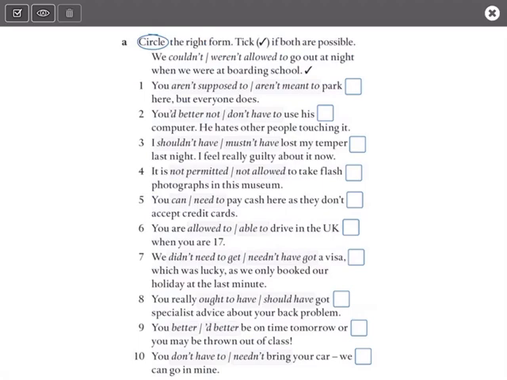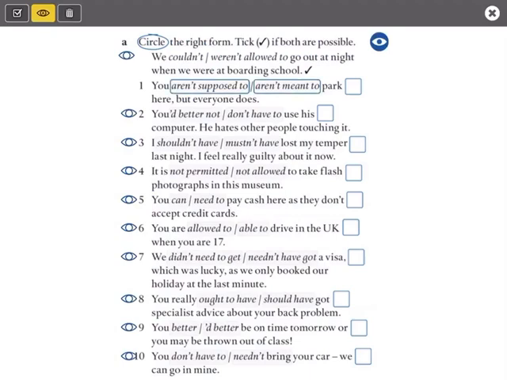You aren't supposed to park here, but everyone does. You aren't meant to park here, but everyone does. What do you think? Both are correct. You aren't supposed to or you aren't meant to. Essentially, they are synonym expressions. What about number 2? You'd better not use his computer. He hates other people touching it.